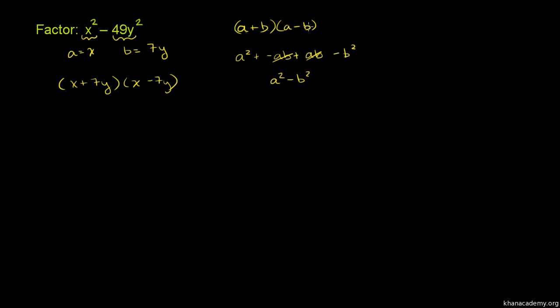If I take a plus b times a minus b, I get a difference of squares. This is a difference of squares, so when I factor it, it must come out to the result of something that looks like a plus b times a minus b, or x plus 7y times x minus 7y.